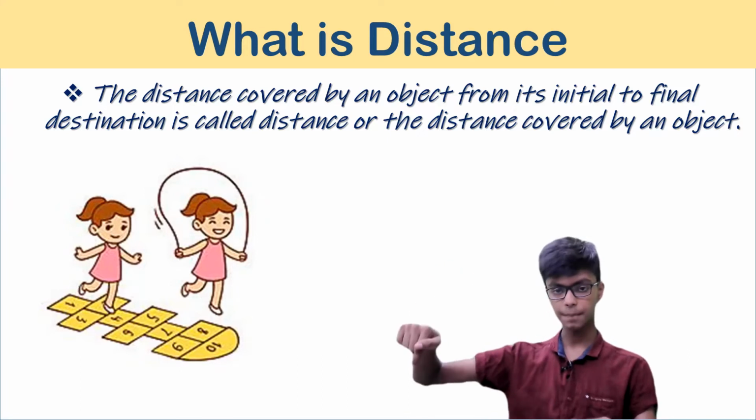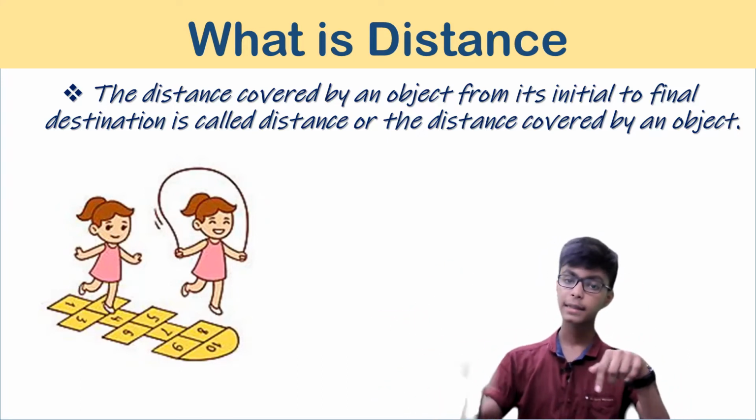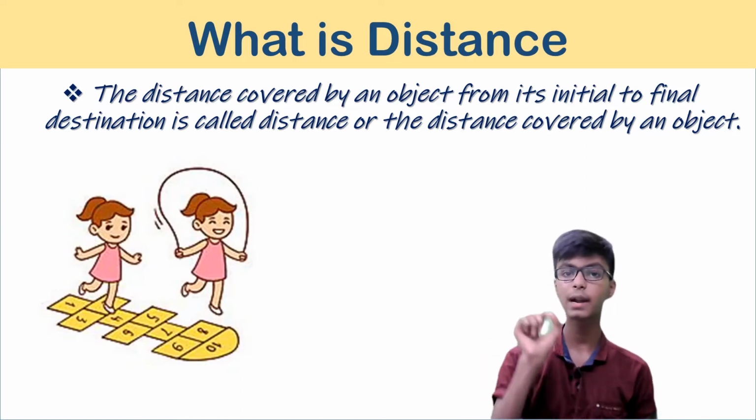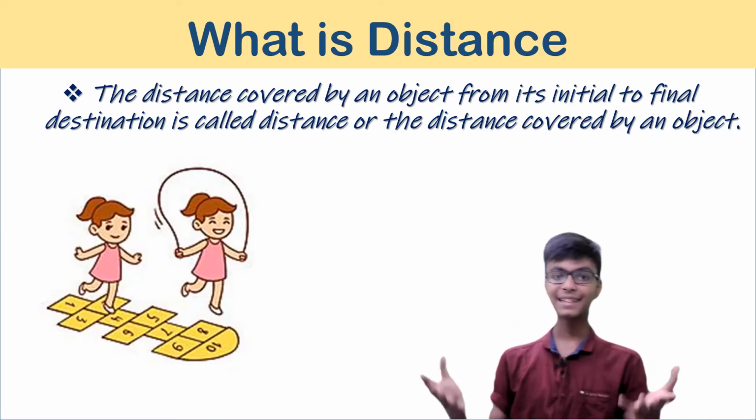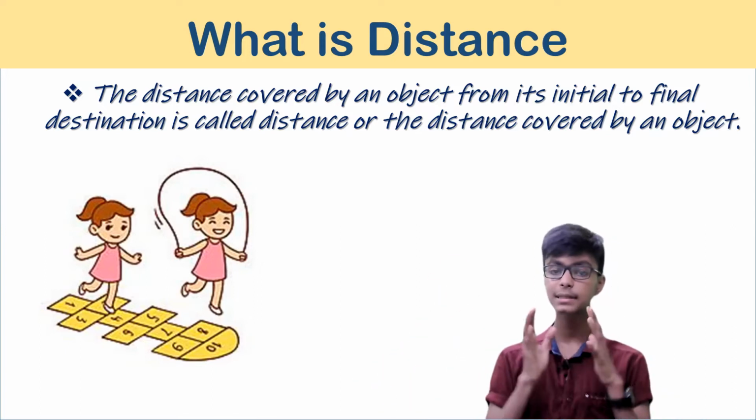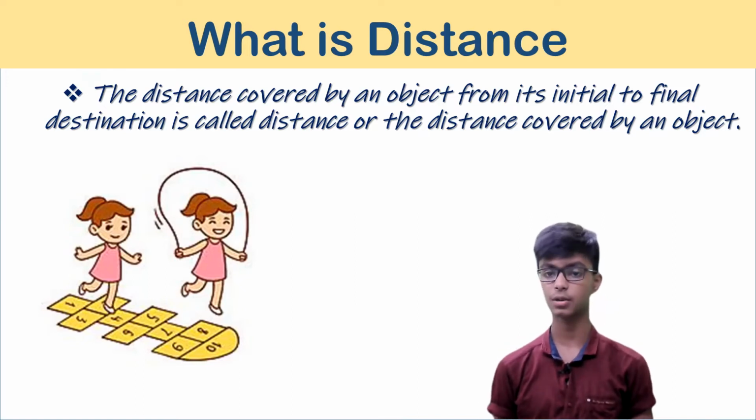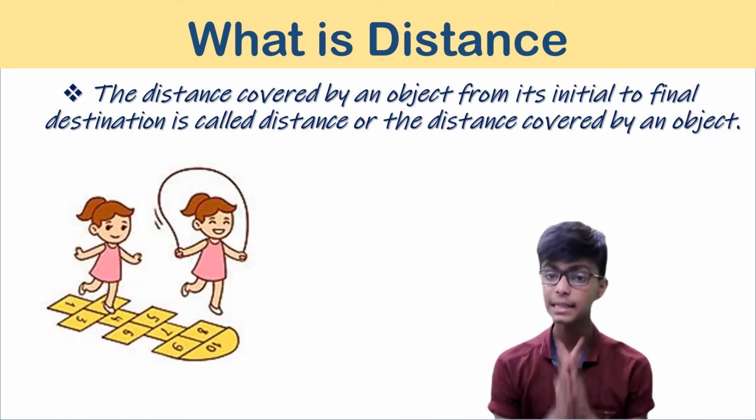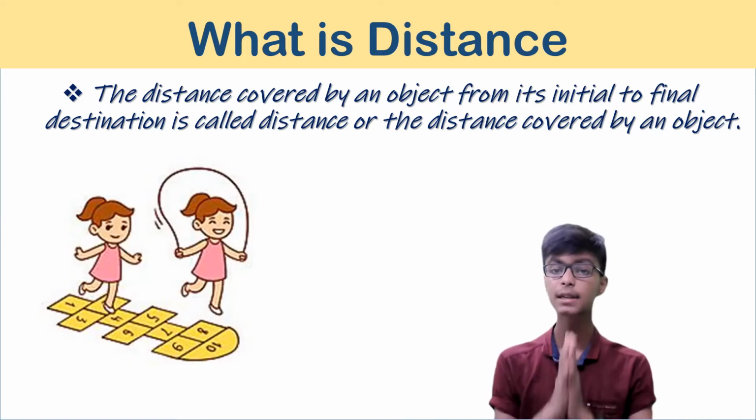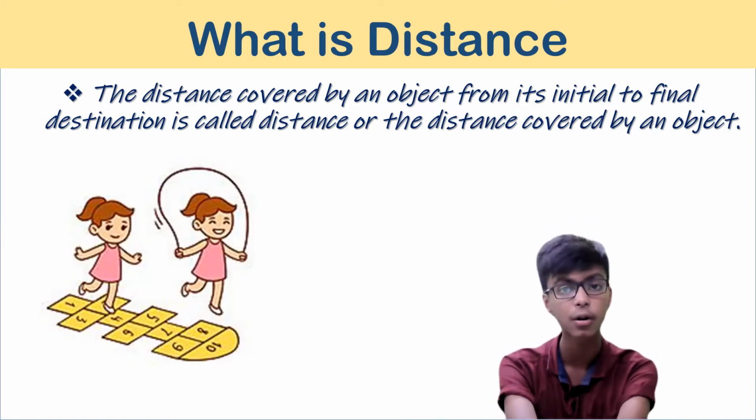So from the shopping mall to the house, the distance you covered, 1 kilometer, 2 kilometers, that is known as distance. The distance covered by an object means from initial to final. This term you have to use. You can't just write that the distance covered by an object is called destination. No, it would be wrong. From its initial to final, this term you have to use, otherwise it would be considered wrong.